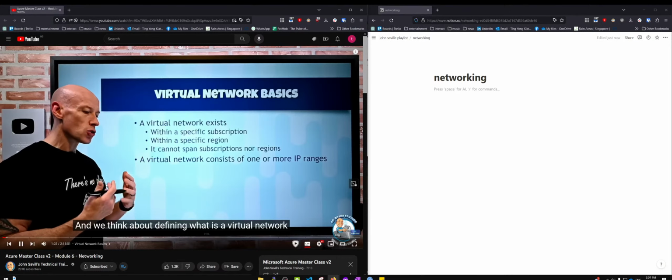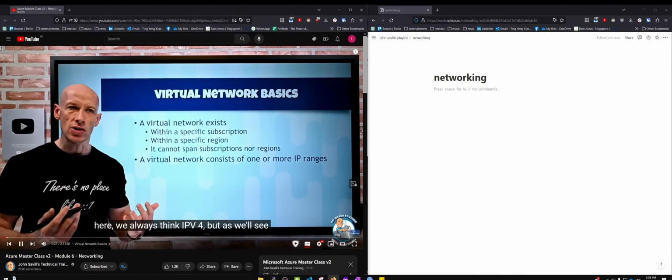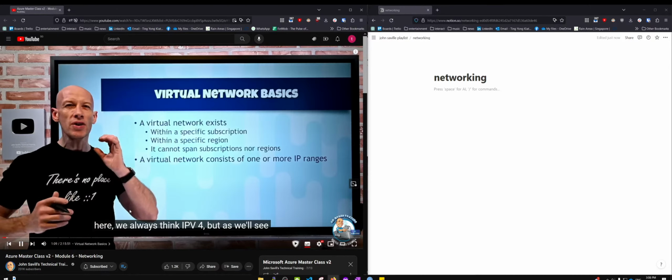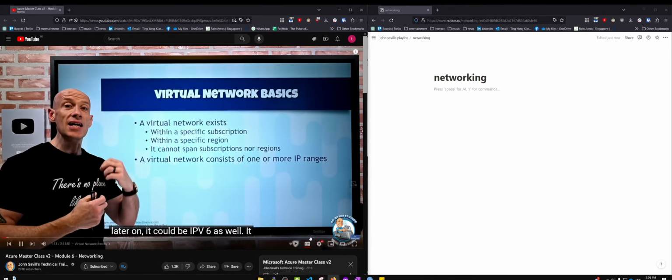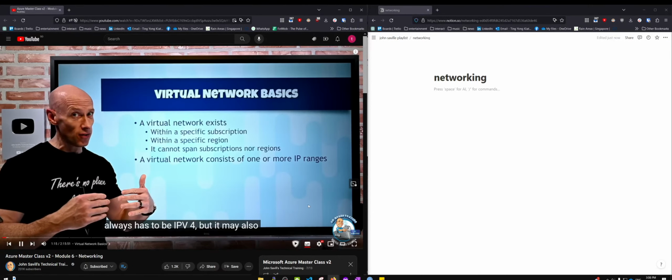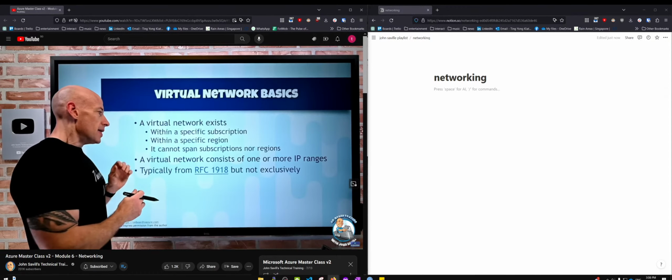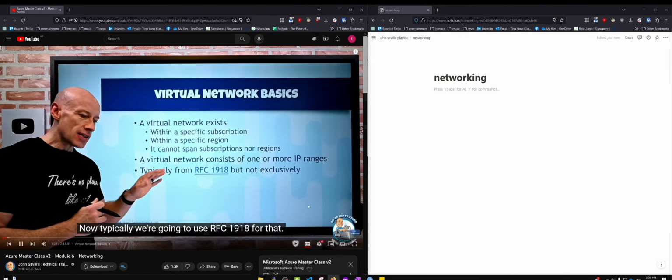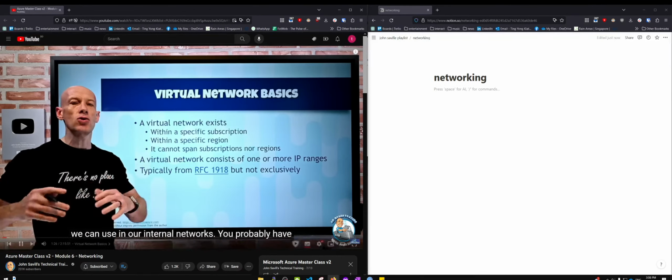What is a virtual network? It's defined by one or more IP ranges. When I say IP here, we always think IPv4, but as we'll see later on, it could be IPv6 as well. It always has to be IPv4, but it may also add some IPv6. Typically, we're going to use RFC 1918 for that. Those are IP addresses that are set aside that we can use on our internal networks.